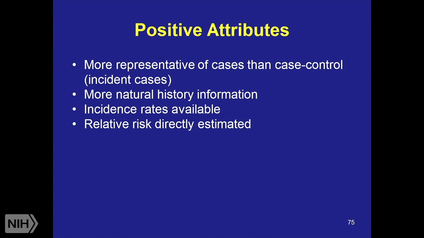The positive attributes of doing these types of studies: they're a lot more representative of cases than a case control study. Why? I'm picking up my incident cases now. You get a lot more natural history information when you do these studies. You watch the course of disease and all of the aftermath after diagnosis. It's actually a very beautiful type of study to do. The cohort studies I've worked on have probably been some of the more pleasurable experiences because you feel like you're able to actually give information to new patients that they didn't have before.